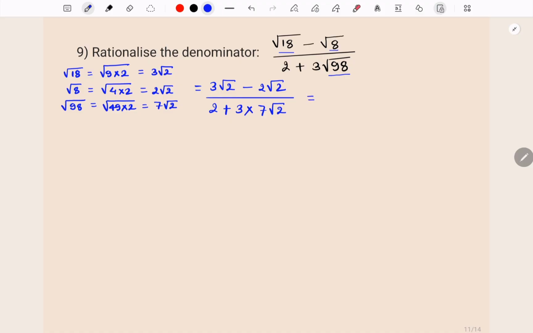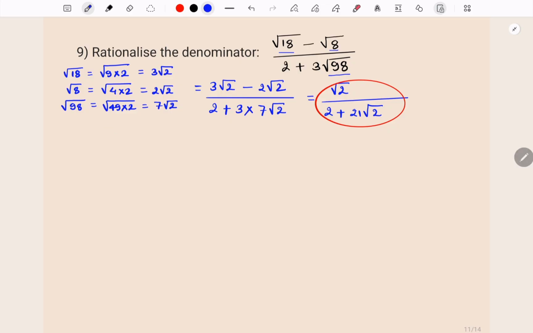So 3 root 2 minus 2 root 2 in the numerator. Let's just subtract the coefficients. 3 minus 2 is 1. So in the numerator, we will have root 2. And in the denominator, we will have 2 plus 3 times 7 is 21. So 21 root 2. So now we have simplified our fraction to this. But we still have to rationalize the denominator.